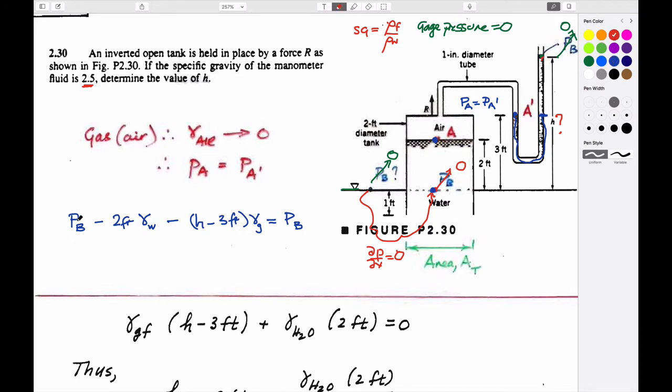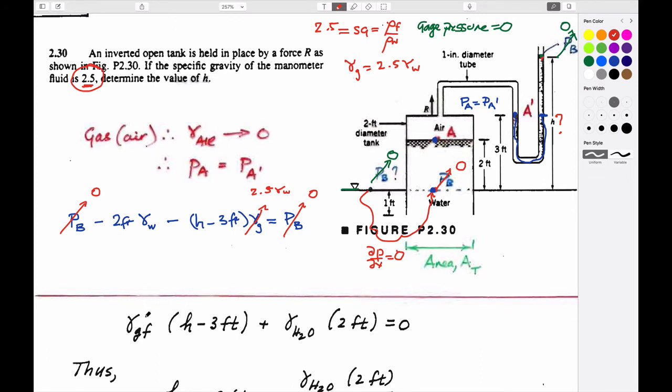So we know that these are both 0. We know that this here is going to give us something like the unit weight of the gauge fluid is equal to 2.5 times the unit weight of water because of this, because this is equal to 2.5. And so this is going to be equal to 2.5 times gamma W.